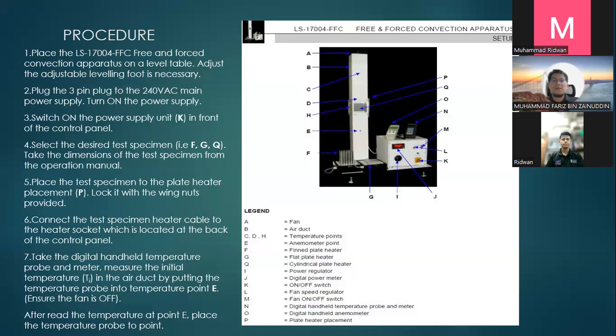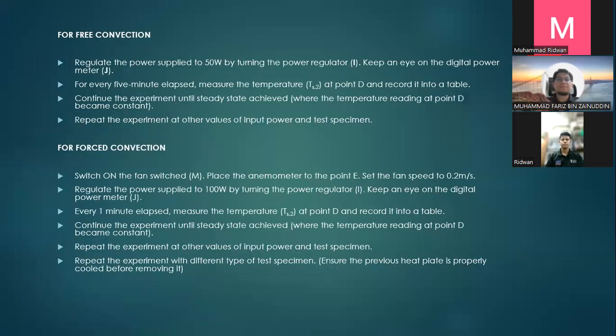Measure the initial temperature T1 in the air duct by putting the temperature probe into temperature point E. Ensure the fan is off. After reading the temperature of point E, place the temperature probe to point D for free convection. You can regulate the power supply to 50 watt by turning the power regulator I. Keep an eye on the digital power meter J. For every 5 minutes elapsed, measure the temperature T2 at point D and record it into a table. Continue the experiment until steady state is achieved, where the temperature reading at point D becomes constant. Repeat the experiment at other values of input power and test specimen.